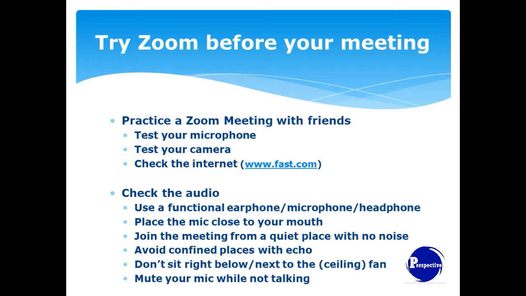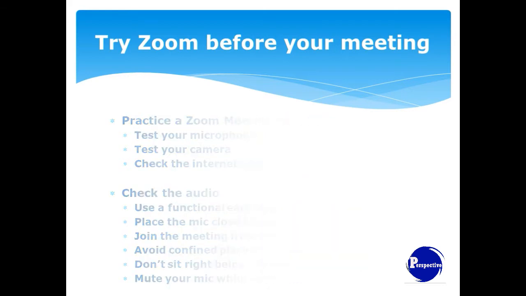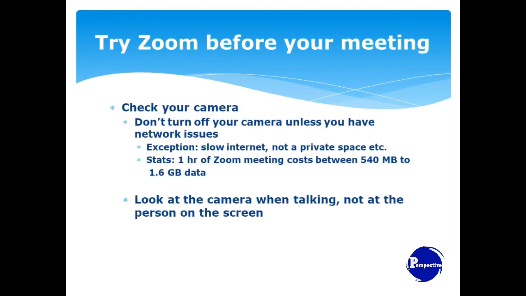The next thing you have to do is very important. When you are not speaking on Zoom, we will get into more discussion on this, but when you are not using your microphone, you have to mute it. You have to keep it muted at all times when you are not participating in the discussion. And the other thing you have to do is to check your camera. This is important. Don't turn off your camera unless you have network issues.